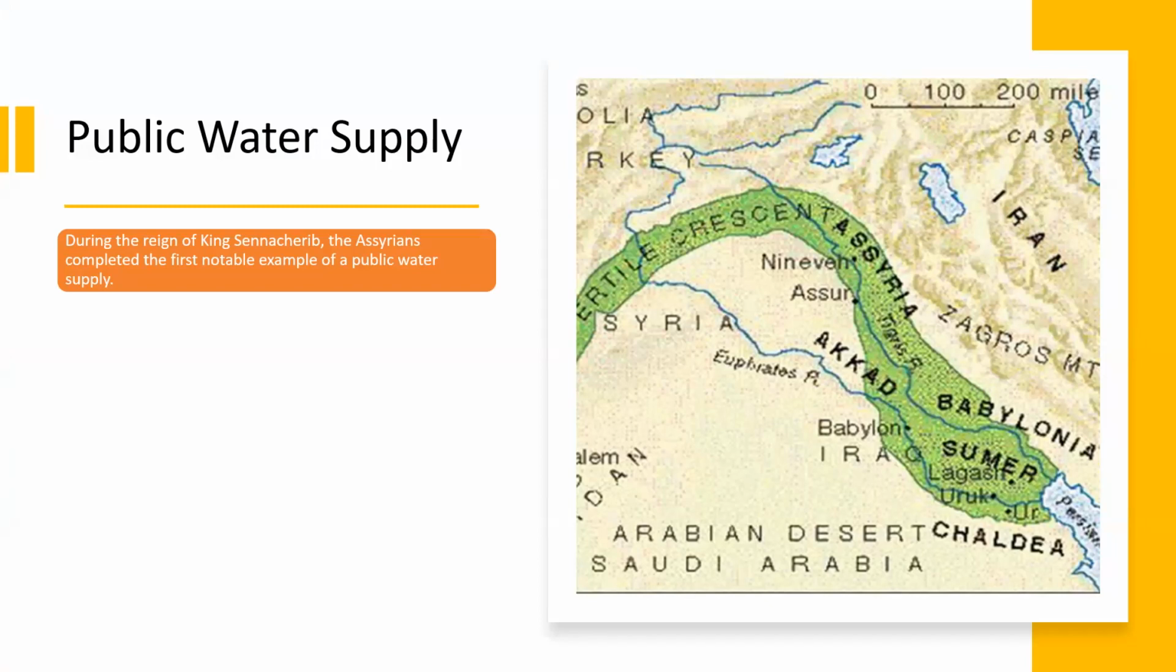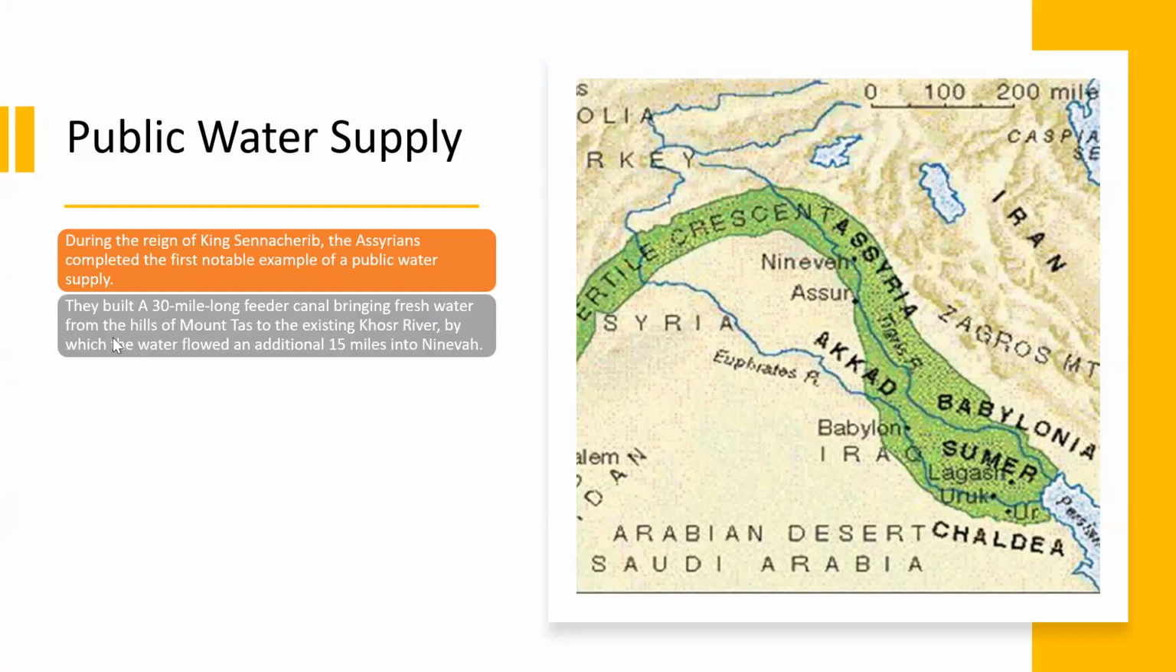This is also considered the most prominent engineering achievement in the early civilizations. So during the reign of King Sennacherib, the Assyrians completed the first notable example of public water supply. They built a 30-mile long feeder canal bringing fresh water from the hills of Mount Tas to the existing Kosa River. So the feeder canal here brings fresh water from the hills of Mount Tas to the existing Kosa River, by which the water flowed an additional 15 miles into Nineveh.